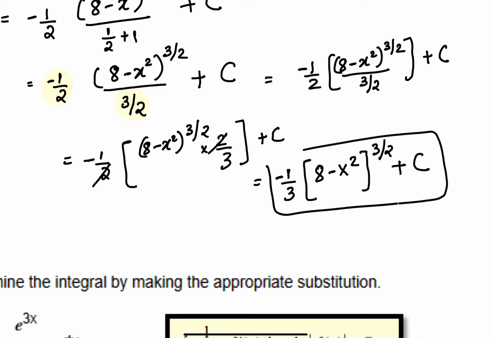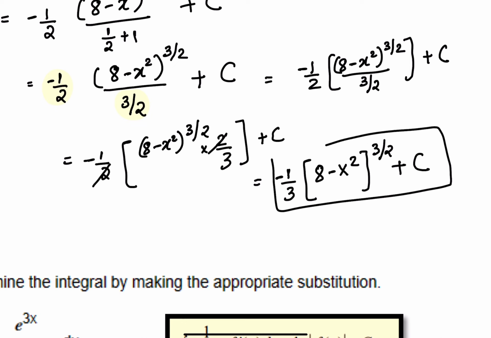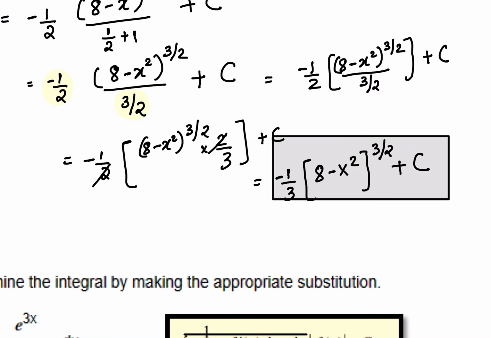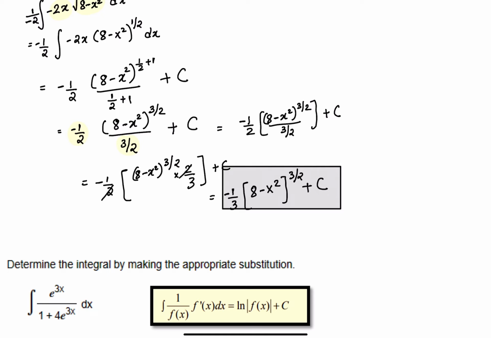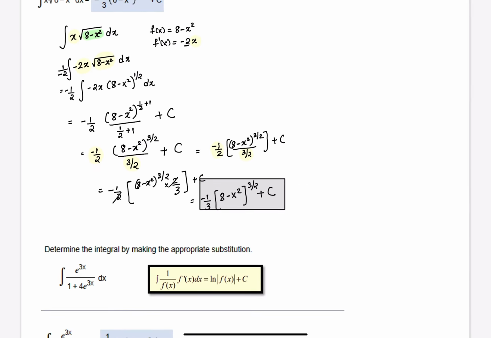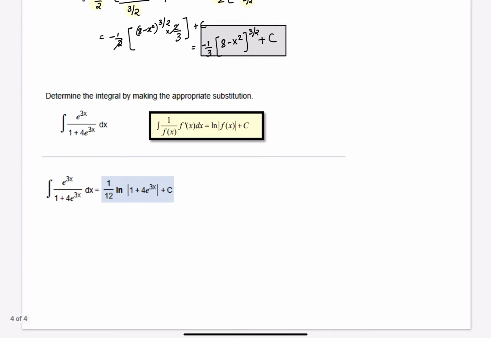Your final answer. Okay? All right. So this fraction, just be careful with these fractions and you should be fine. All right, let's see. What's the next one?